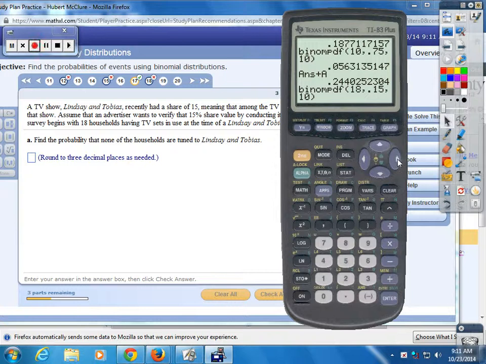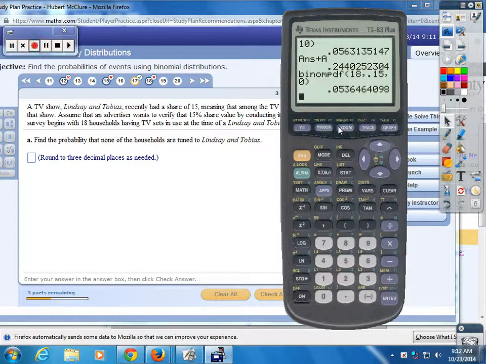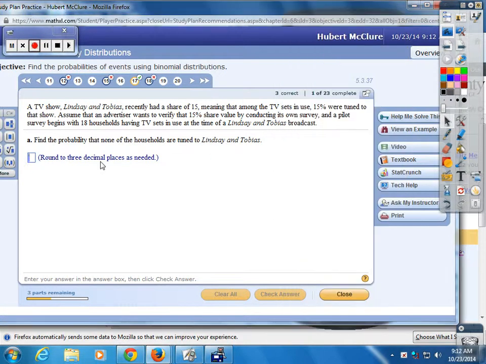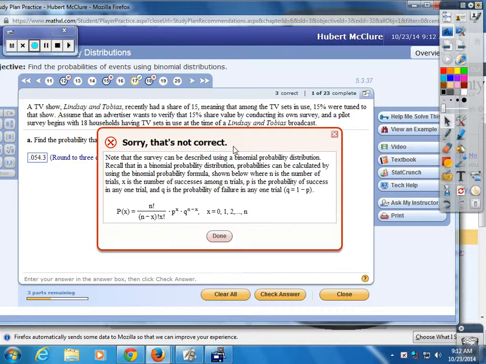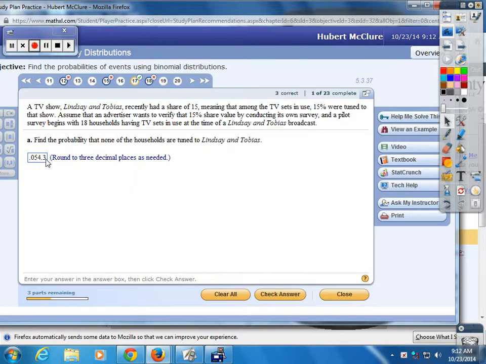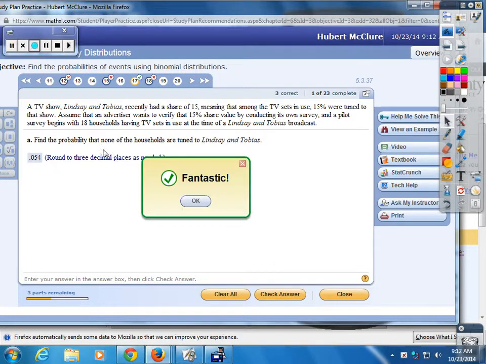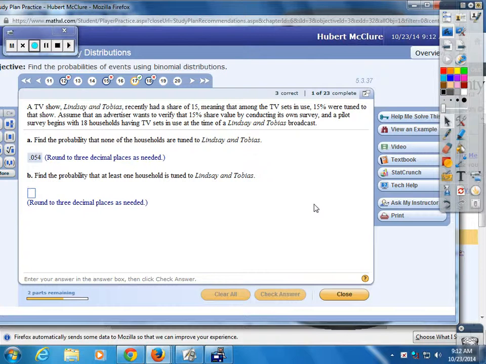0.15 and 0. I get 0.05, which is 5%. What do they say? Round to 3 decimal places. What is that? 0.054? No, it's 0.054. There. Now do this next question. Again, you have to think.